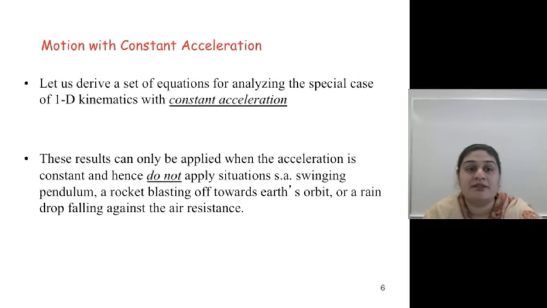So now let's try to find the set of equations that is going to help us analyze one-dimensional kinematics with constant acceleration. Note, these can only be applied to acceleration where the acceleration is constant and not changing. For example, they will not apply in situations where we have simple harmonic motion, like a swinging pendulum, or a raindrop falling against air resistance.